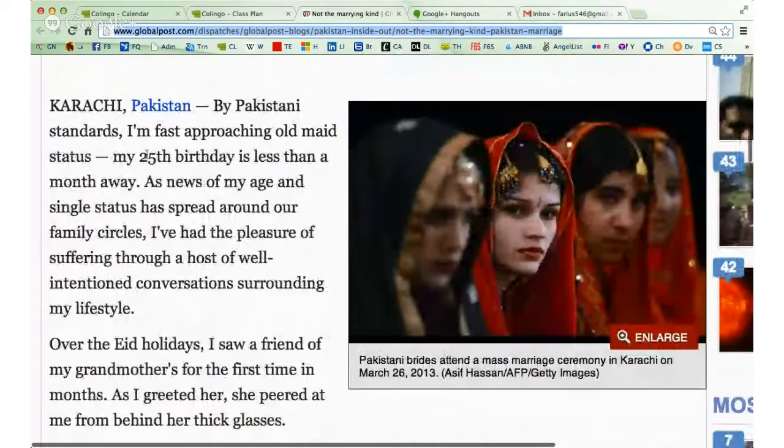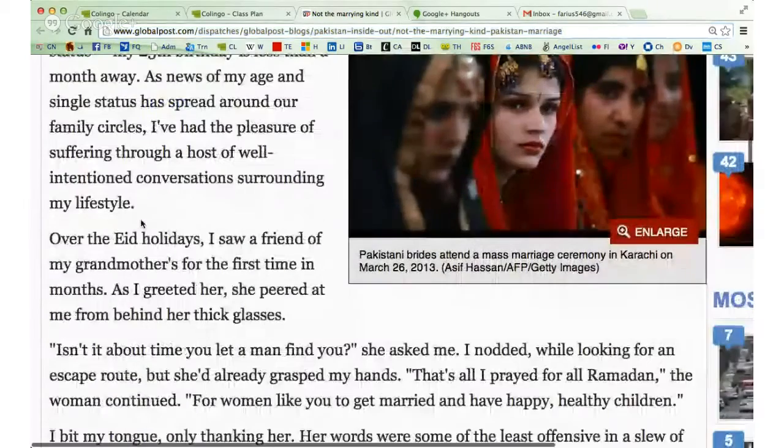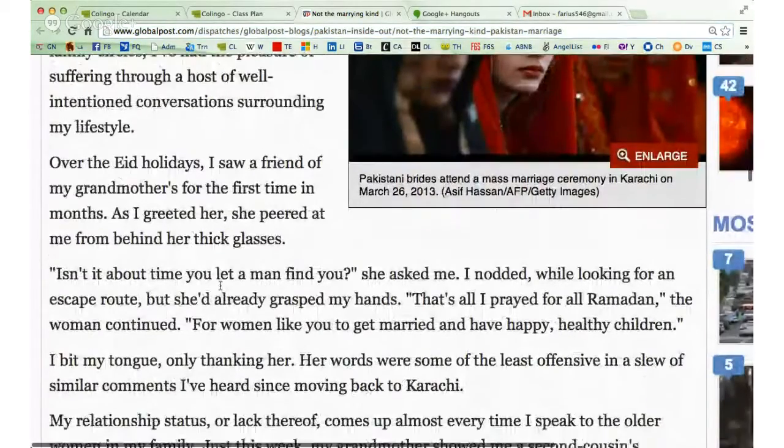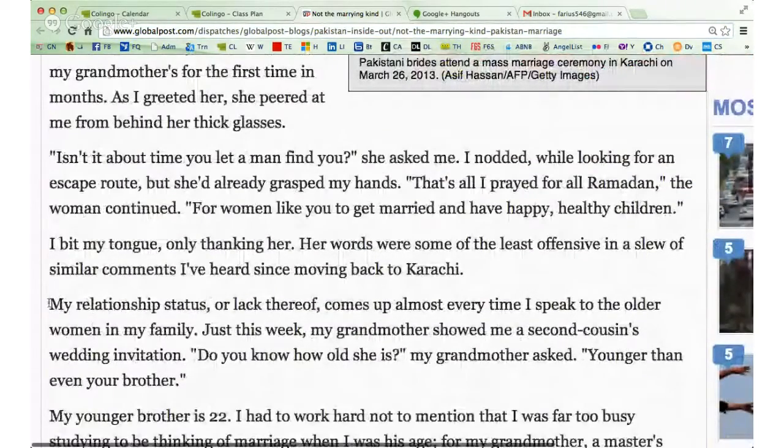This girl is only 25, not even 25, and a friend of her grandmother's is telling her that she should already be married, right? So let's start here, guys.